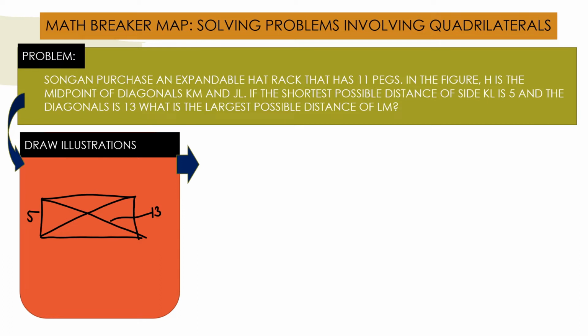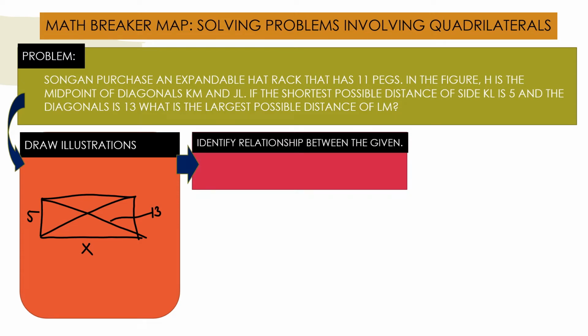And what is the largest possible distance of LM? That is the length of the given quadrilateral, or the given rectangle. Okay, so now, since it is a rectangle, identify the relationship between the given. Based on the given, we can see that a right triangle exists. To get the value of x, we will be using the Pythagorean theorem, which is a squared plus b squared is equal to c squared. And a will be equal to 5, b will be equal to x, and c is equal to 13, as our longest side, the side opposite the right angle.